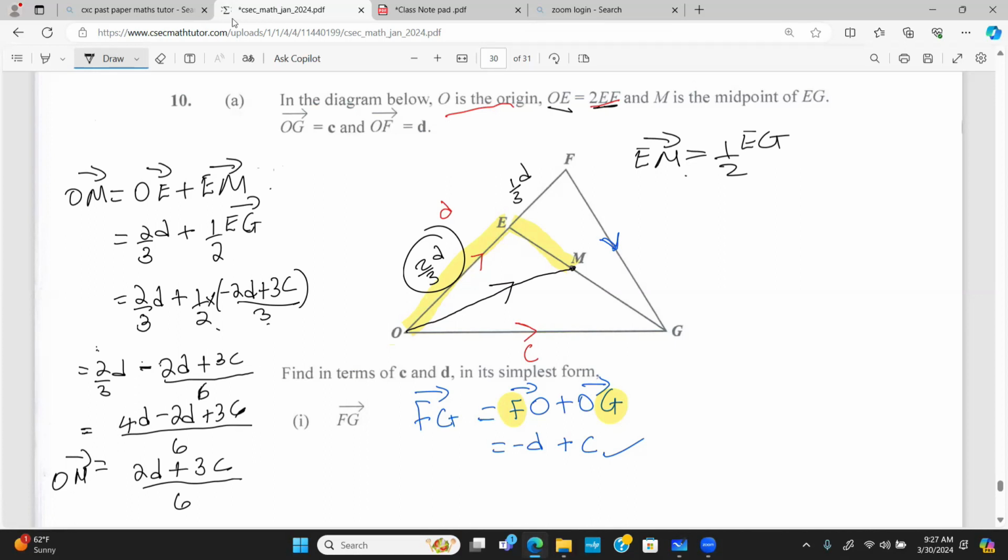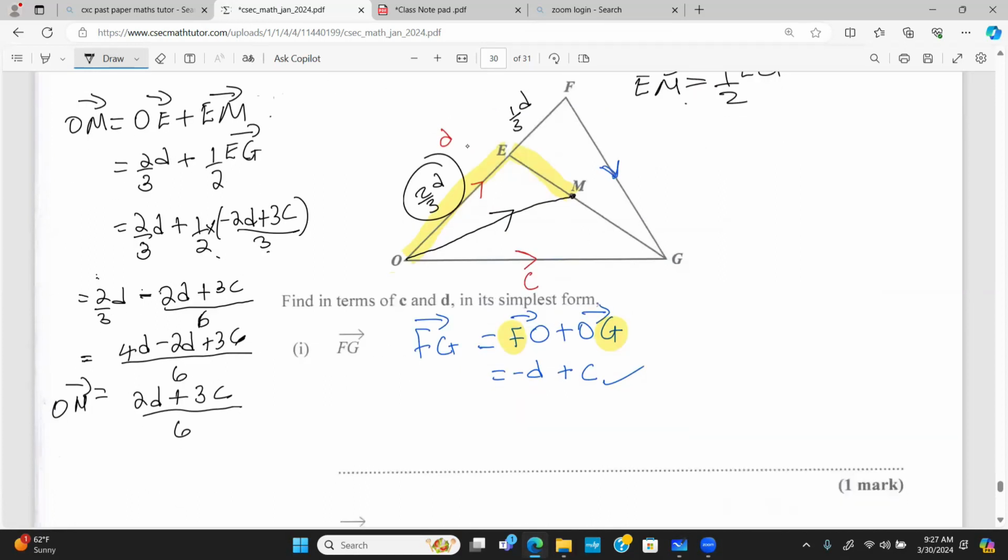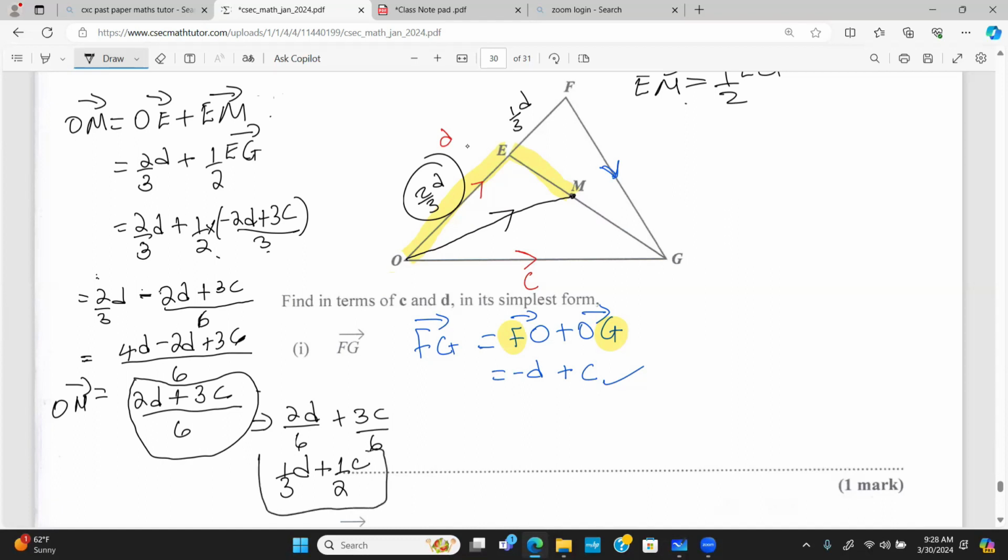All right, there we go. That is OM, and that's the vector question. This is a single fraction, so this is in its simplest form. But I could just show you what else this could have meant. It could have meant 2D over 6 plus 3C over 6. So this becomes 1/3 D plus 1/2 C. All right, that's OM.